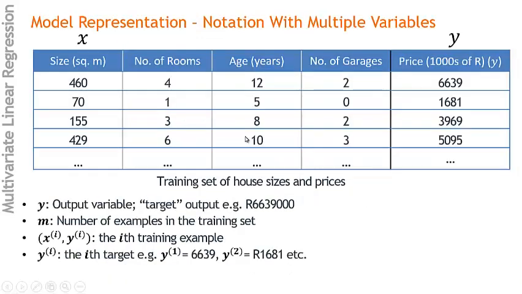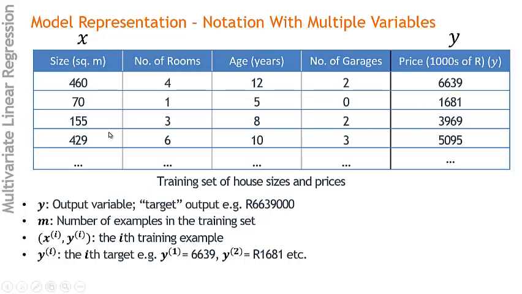Now suppose we have some other features that may affect the price of the house. We have the size in square meters, which is important. Number of rooms, that's also important. How old the house is, that's important. Number of garages, that's also going to be important. All these factors might affect the price of the house, and not just size. So you can see that's reasonable.